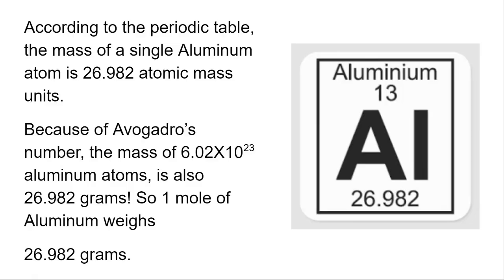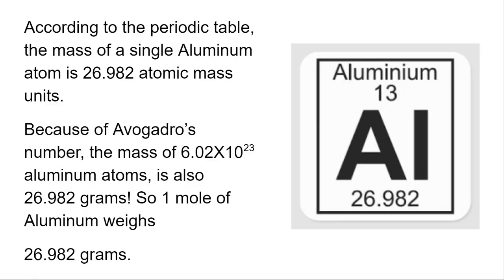Now, this is a little hard to follow because I just went from measuring one atom to measuring a whole mole of atoms. But you need to differentiate between these two things. If I'm talking about the mass of one atom, 26.982 is not measured in grams. It's measured in a special unit, sometimes referred to as Daltons or atomic mass units.